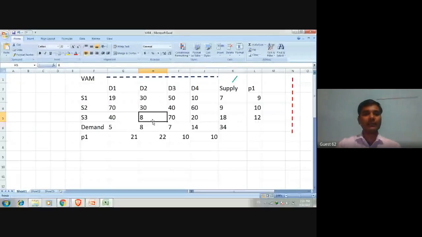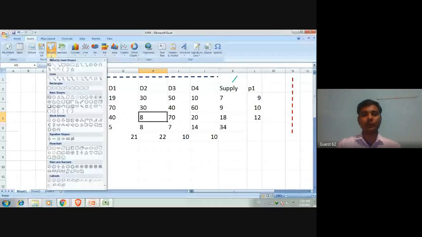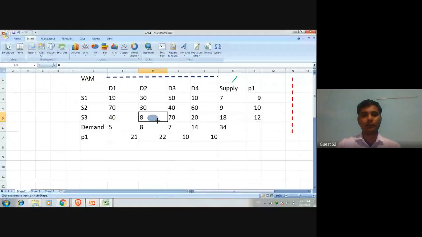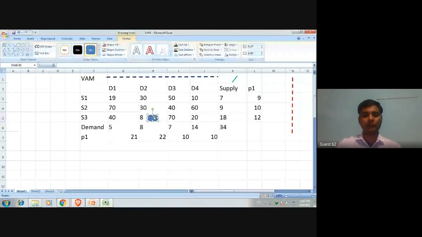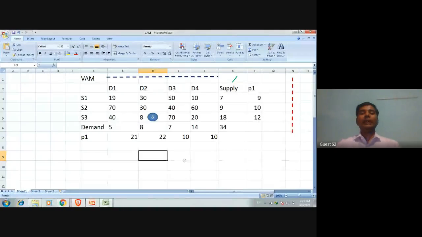I am drawing a circle to allocate the value, and I will write here 8. I am increasing the size to make it more visible. Here I have written 8. So we have allocated the cell with quantity 8.